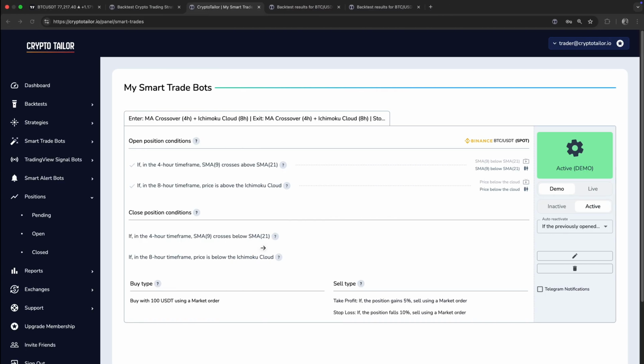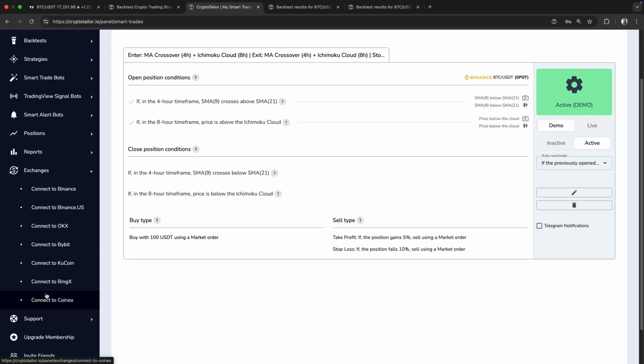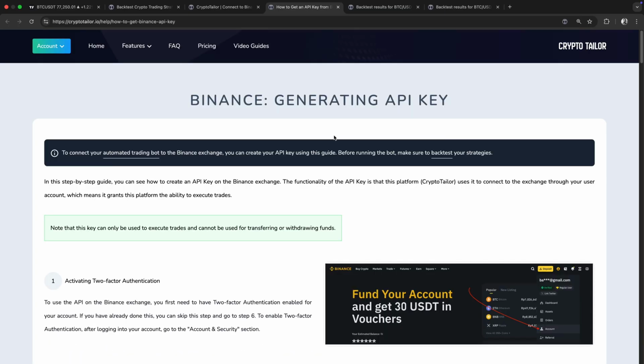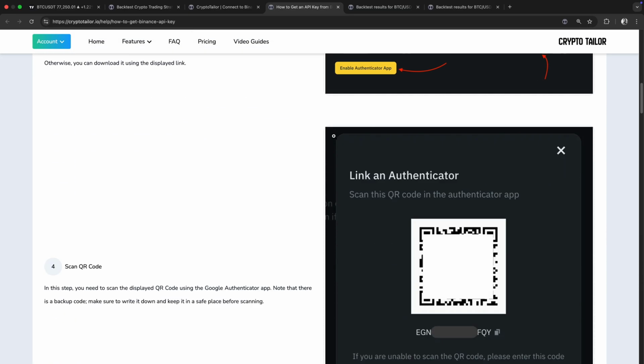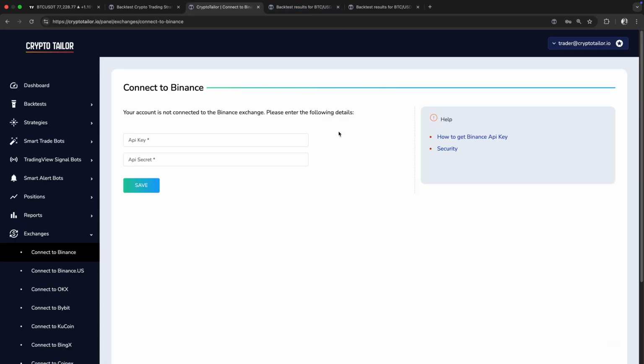Now that you know how to run this strategy in demo mode, let's take a look at how to go live. In the Exchanges menu, you can safely connect your exchange account using API keys. Every major platform supports this and provides settings to control exactly what the bot can do. To help you through this, we've added guides for each exchange showing how to generate API keys and apply the correct permissions. For safety, make sure your keys are restricted to trade only. This ensures the bot can place and manage trades, but not move or withdraw any funds.